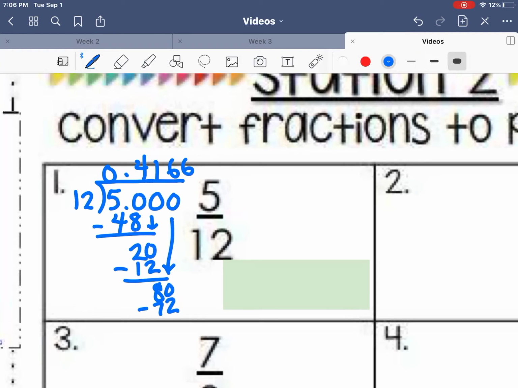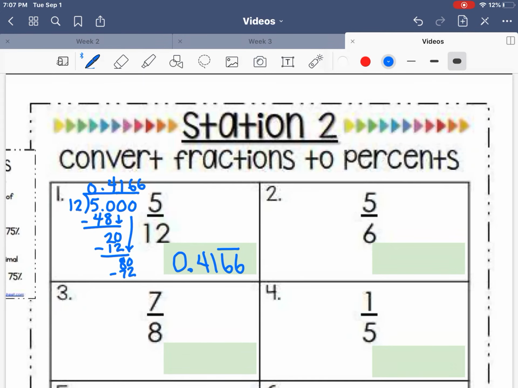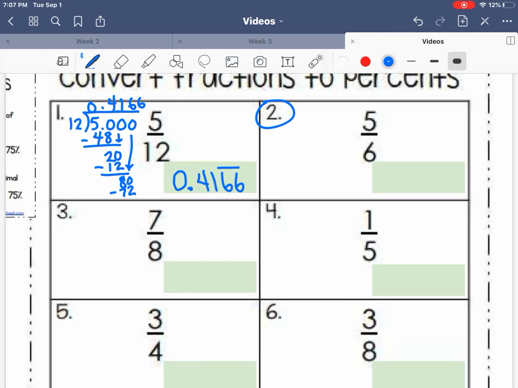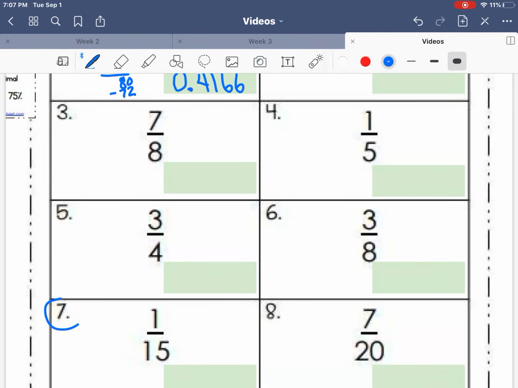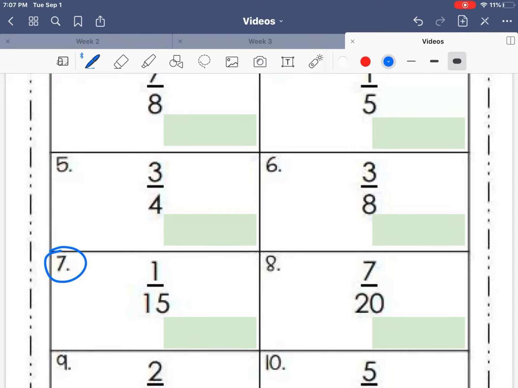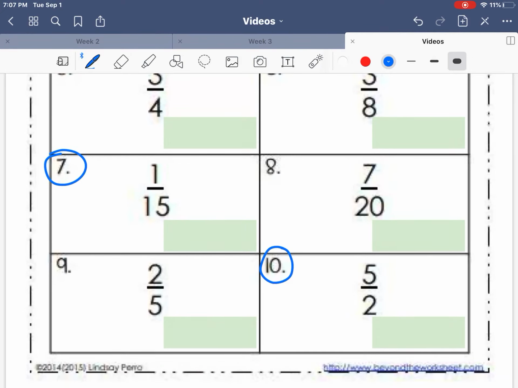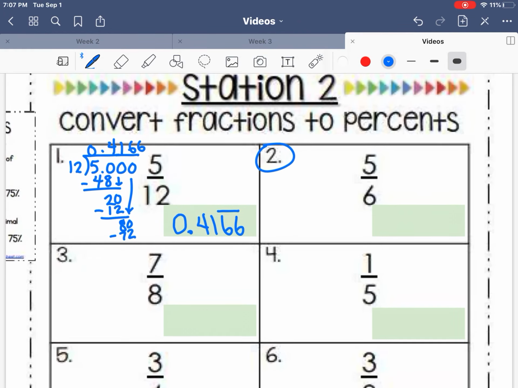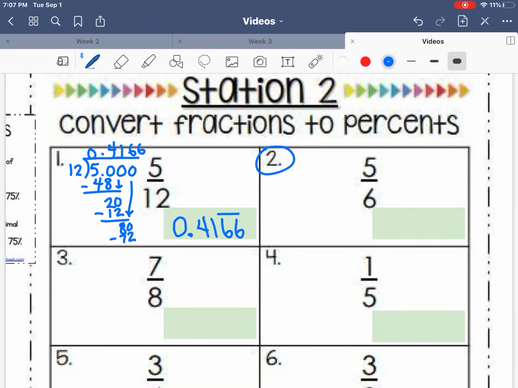So here's how you'll round that answer. 4 decimal places. 0.4166, with a bar over those 2 6s because they repeat forever. Number 2 will repeat. Number 7 will repeat. And number 10 will give you a whole number and a percent. Oh, but we haven't finished. I'm so sorry. I gave you the wrong answer. The answer is 0.4166 with a repeating 6. It's supposed to be a percent, not a decimal.